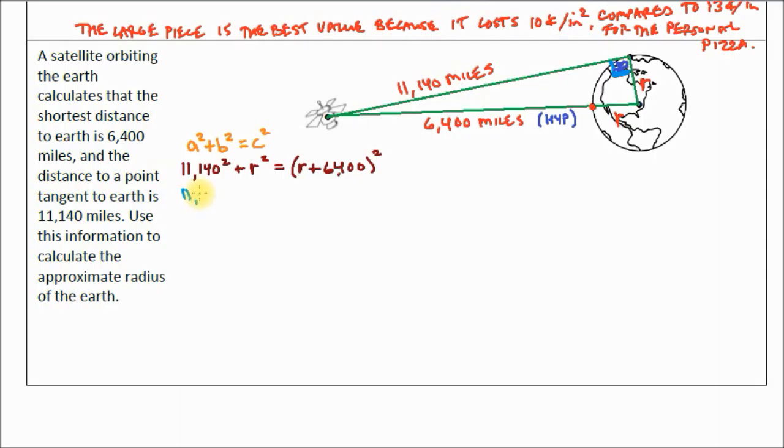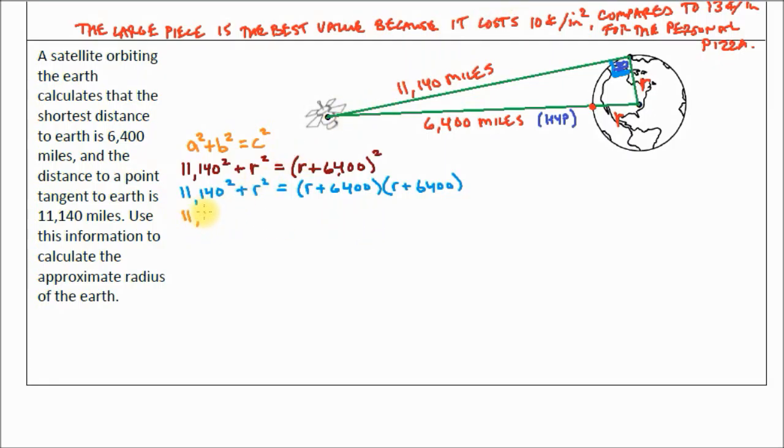So we're going to write 11,140. Again, let's try to keep it neat so you guys can read this. 11,140 squared plus r squared. Remember that when you square a binomial, all you got to do is write it twice. R plus 6,400 times r plus 6,400. Okay, let's go back to orange and let's write this again.